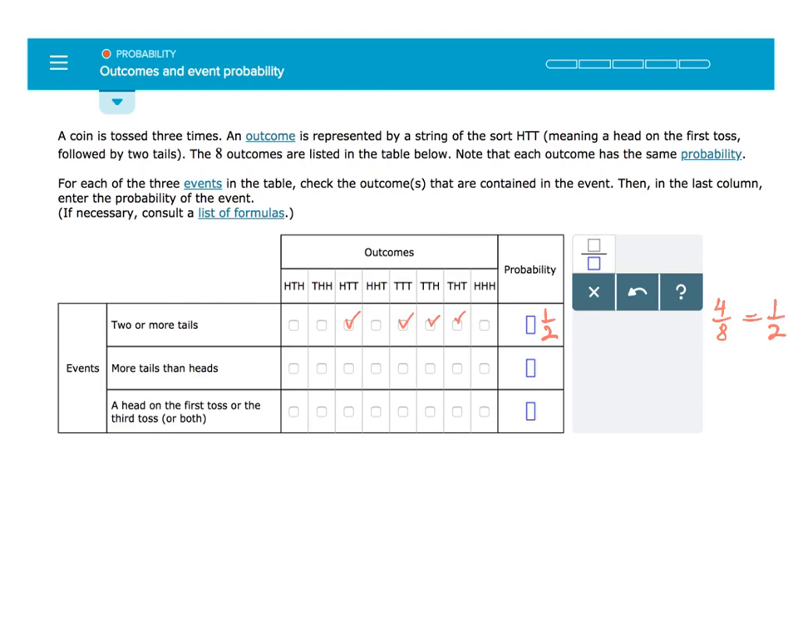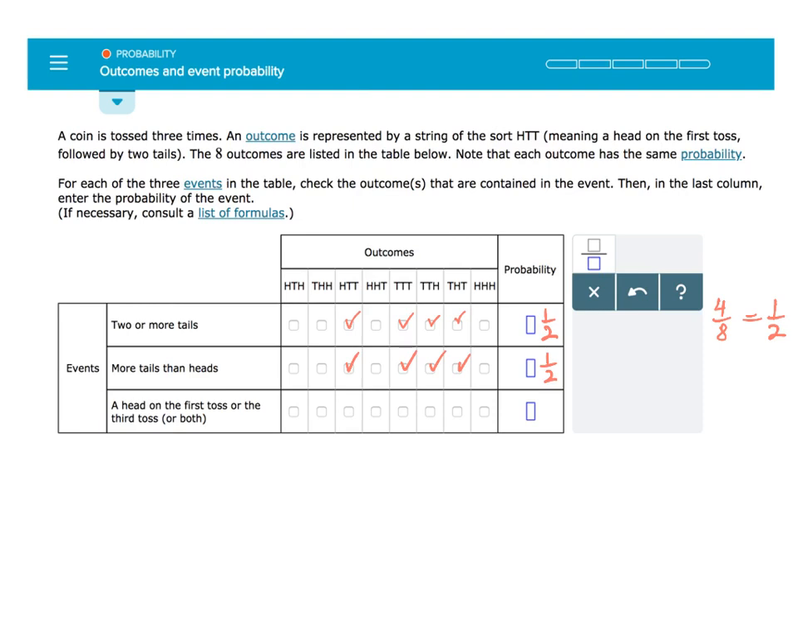Event 2, more tails than heads. So anytime you see more tails than heads, you make a check mark. I would say the third event, HTT, the fifth event, TTT, the 6th and 7th, pretty much same check marks as in the first case, but as you can see, the event is differently described to us. Still, probability will be 1/2. 4 out of 8 outcomes meet this requirement.